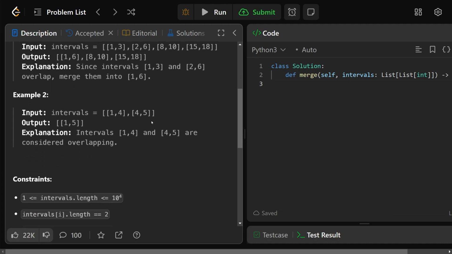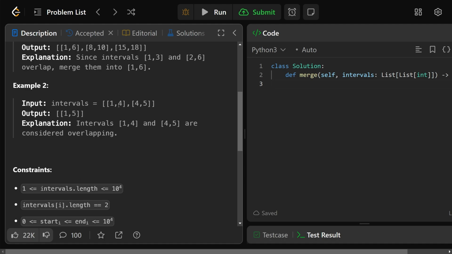Okay, and this example here is meant to really show you that equality counts as overlap. So if they are equal here, then yes, 1 and 4 and 4 and 5 are overlapping. That would turn into just 1 and 5.